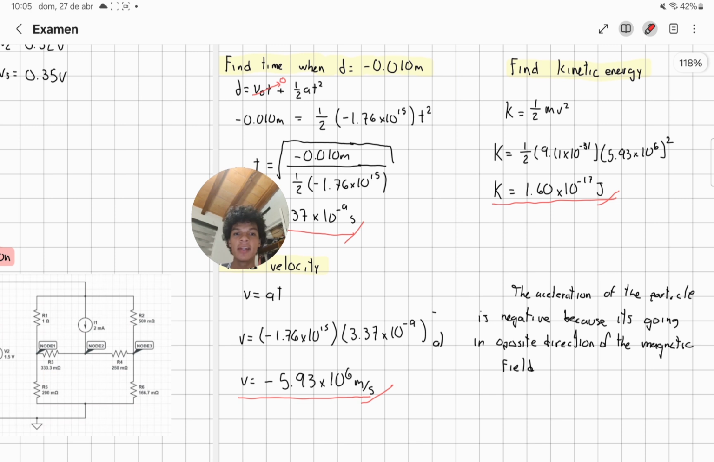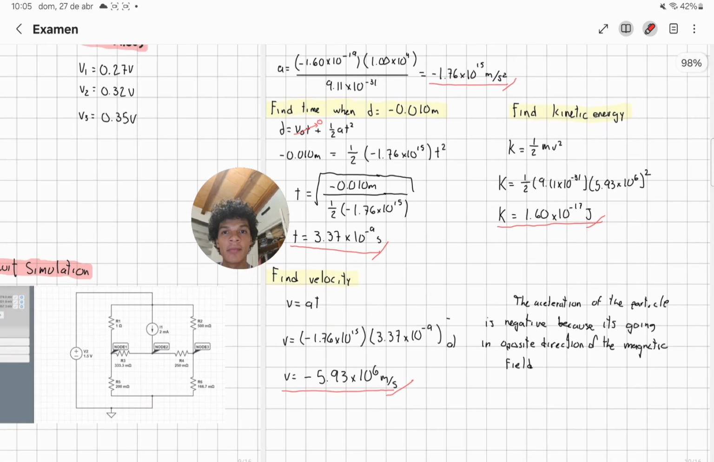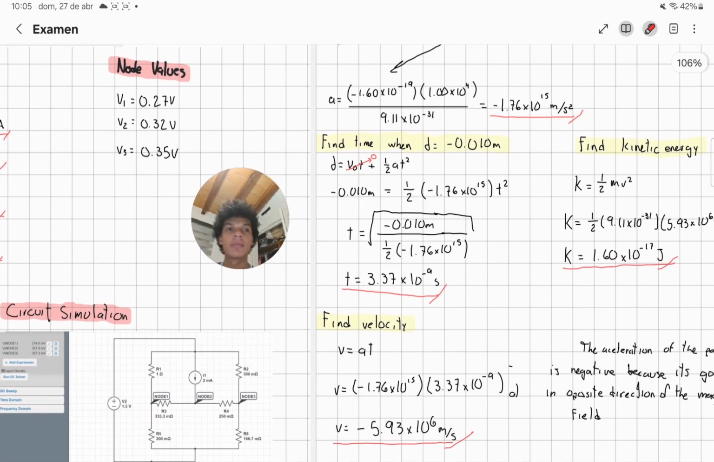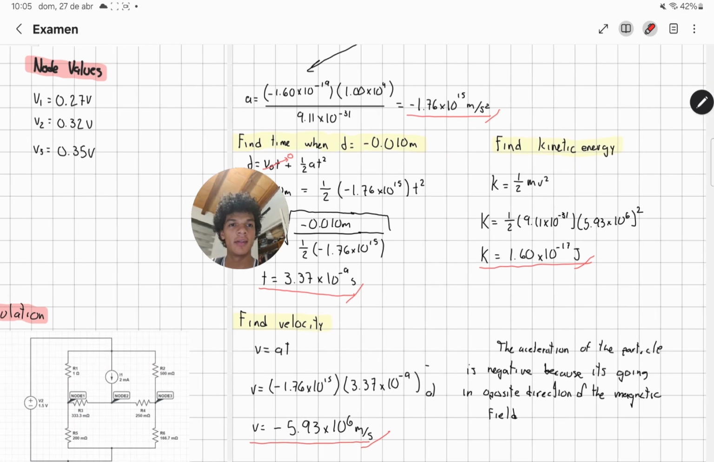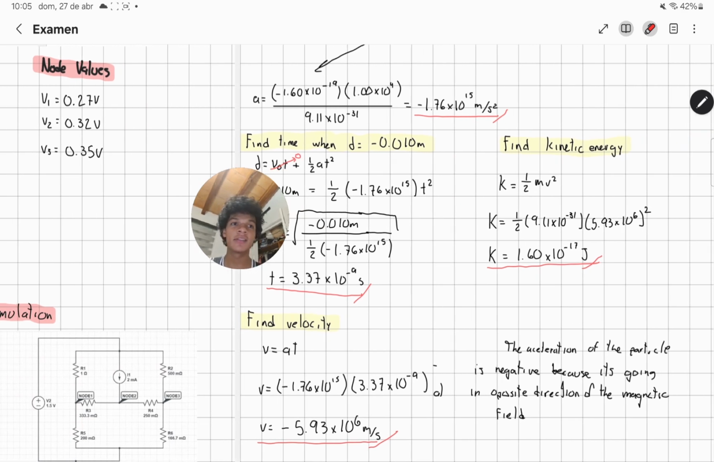The acceleration in the particle is negative because it's going in the opposite direction of the magnetic field. Now, the other thing the problem asks us to do is to find the time. So we use the formulas of physics to find time. So we use this part. Then to find the kinetic energy, this is also a simple formula. We just substitute the values and we have this result.